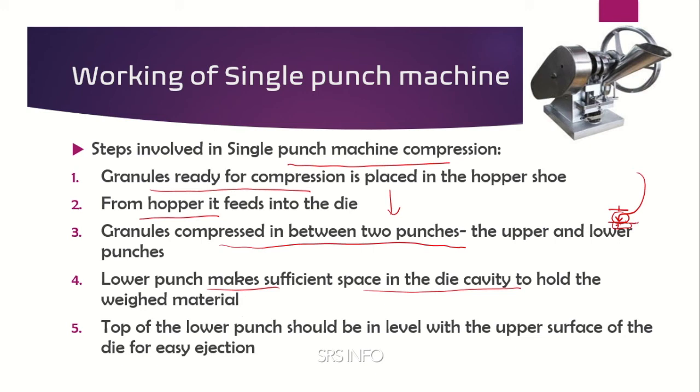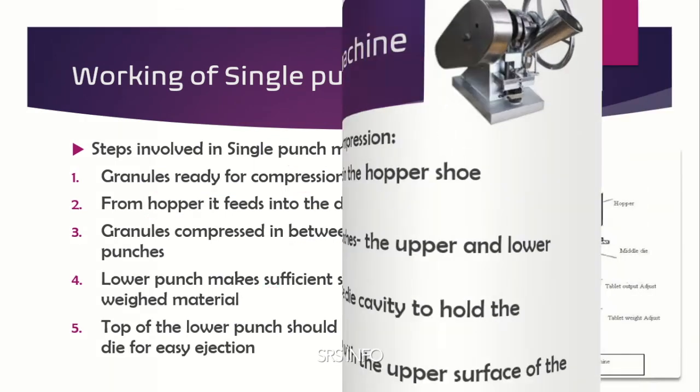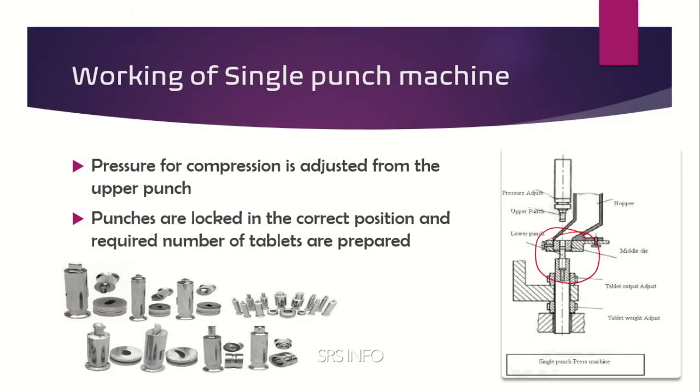This is very important. This is the die in between. The lower punch should be level with the upper surface of the die for easy ejection. After compression, the tablet should be easily ejected. For that purpose, the top of the lower punch should be level with the upper surface of the die. The pressure for the compression is adjusted from the upper punch. How much pressure is needed for the compression of the tablet is adjusted by this pressure adjust.